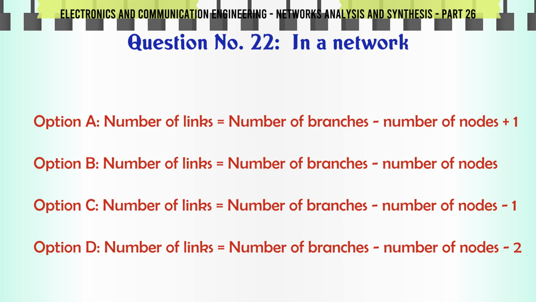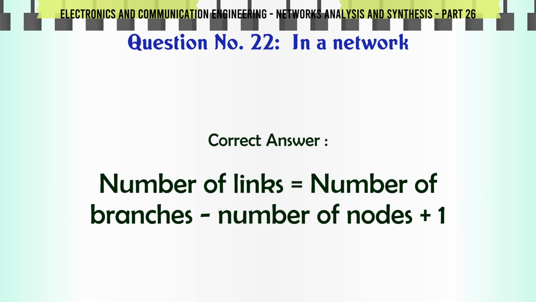C. Number of links, number of branches, number of nodes 1. D. Number of links, number of branches, number of nodes 2. The correct answer is number of links, number of branches, number of nodes 1.